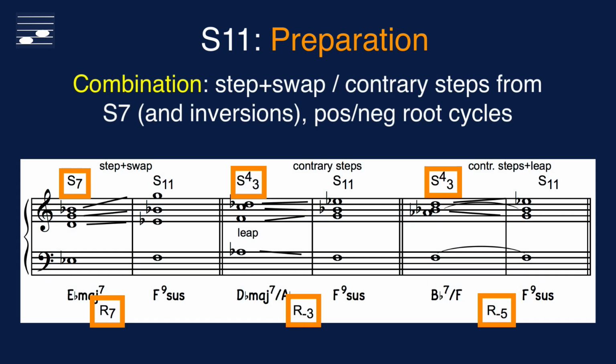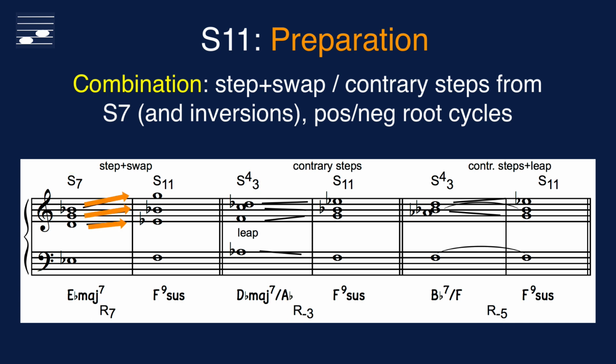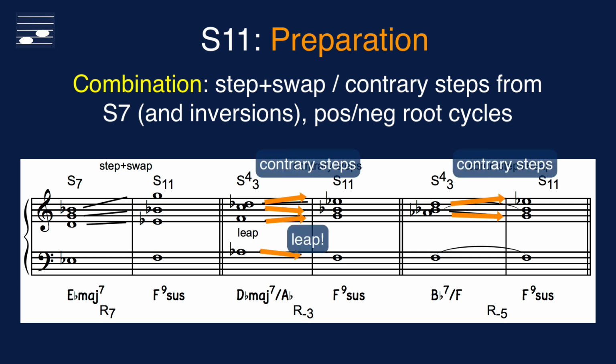We continue with combined preparations from inverted 7th chords over negative root cycles. On the left there is a step plus function swap. The middle example shows contrary steps, a first, as does the preparation on the right.